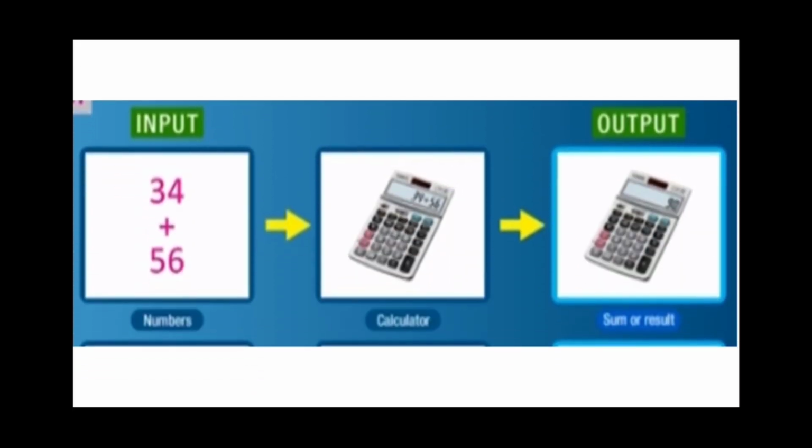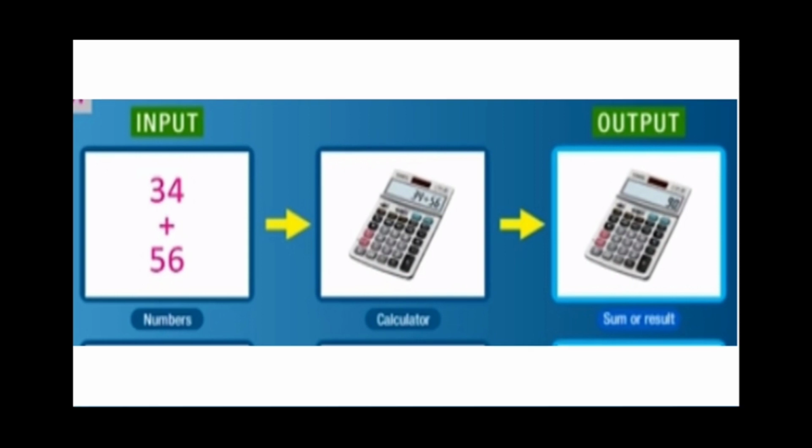Another example is if we want to add two numbers, how will it work? The input is 34 plus 56, and this input we give to the calculator. Now the calculator adds these two numbers, 34 plus 56. The output you will get is 90 on the output device, on the screen. In the same way, this type of work is done in a computer.